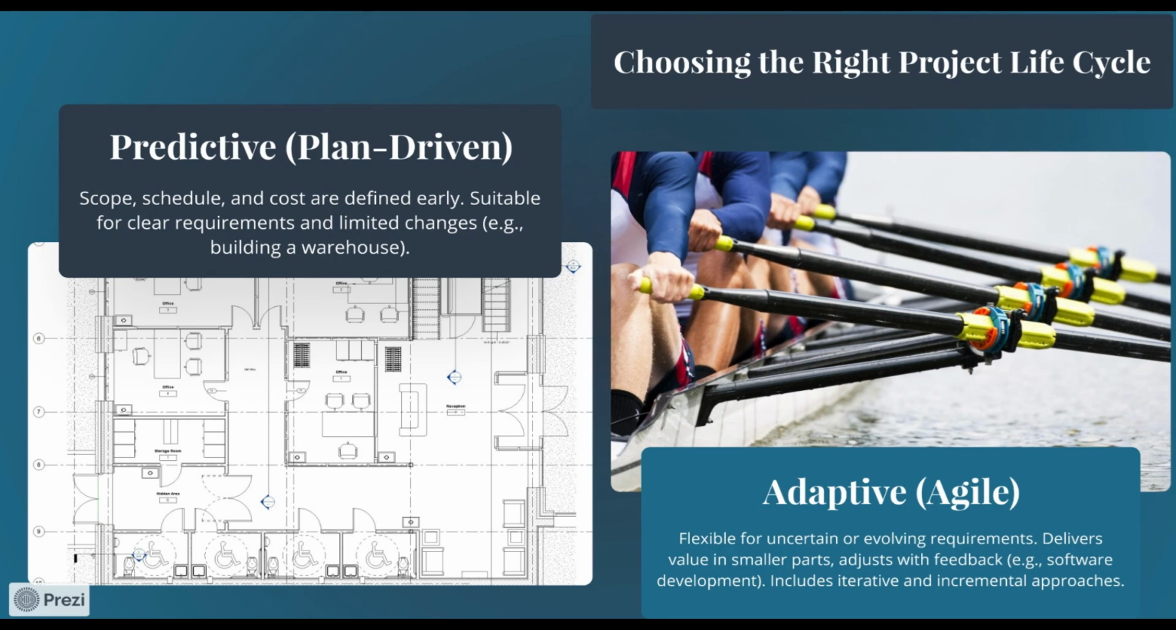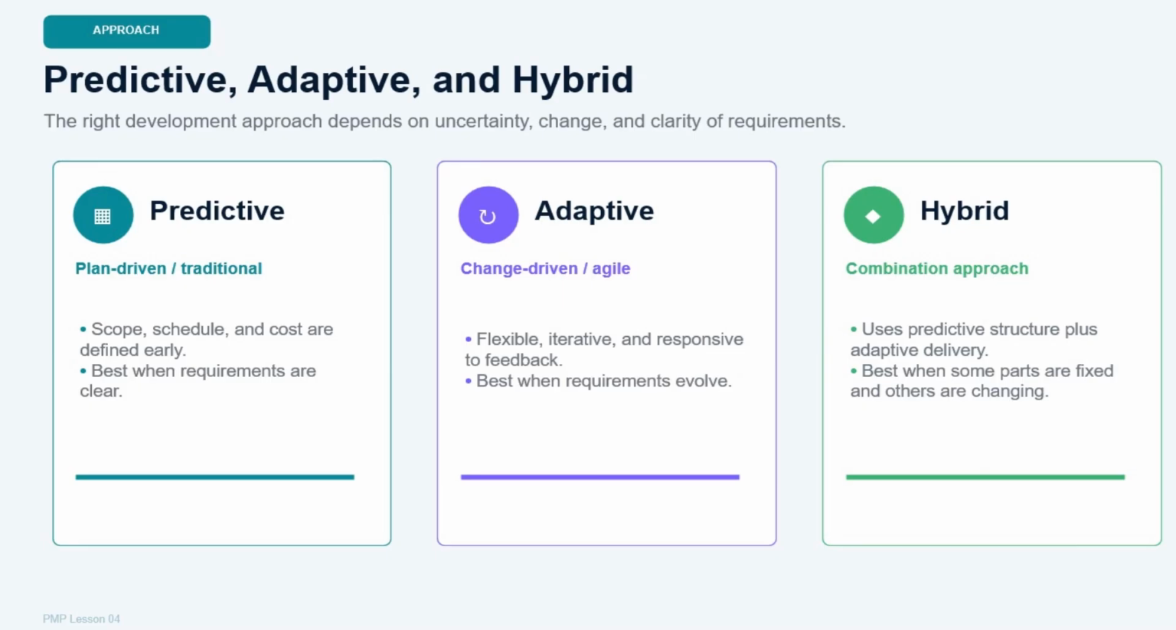A hybrid life cycle combines predictive and adaptive approaches. For example, a project may have a fixed regulatory deadline and budget, but the software features may be delivered using agile methods. For the PMP exam, remember this: the life cycle should fit the nature of the project. If the work is predictable, a predictive approach may be suitable. If the work is uncertain or changing, an adaptive or hybrid approach may be better.